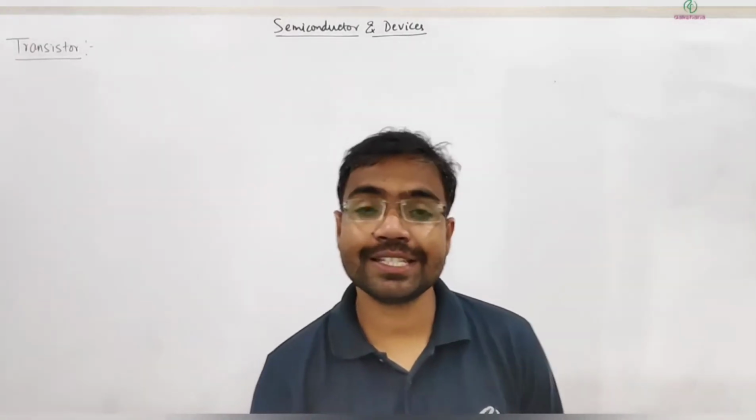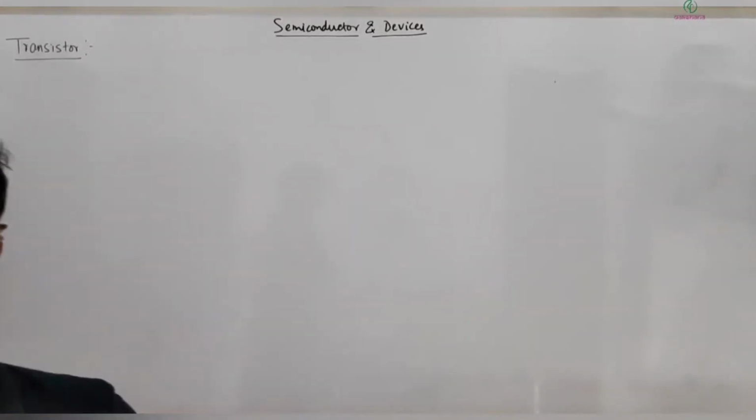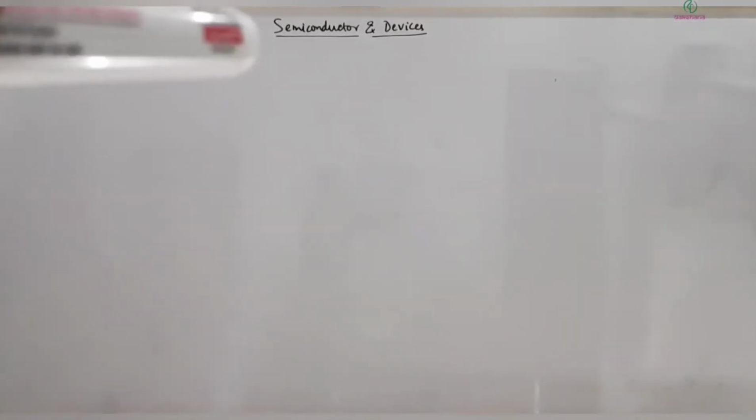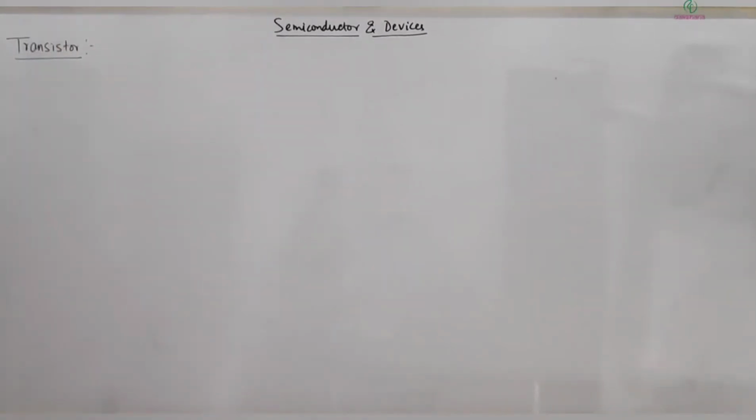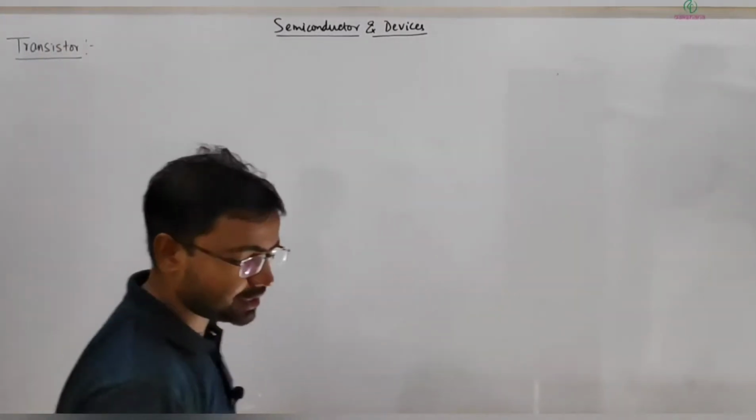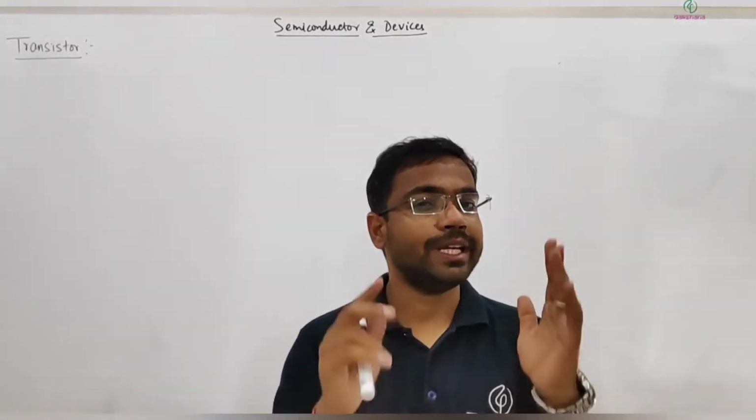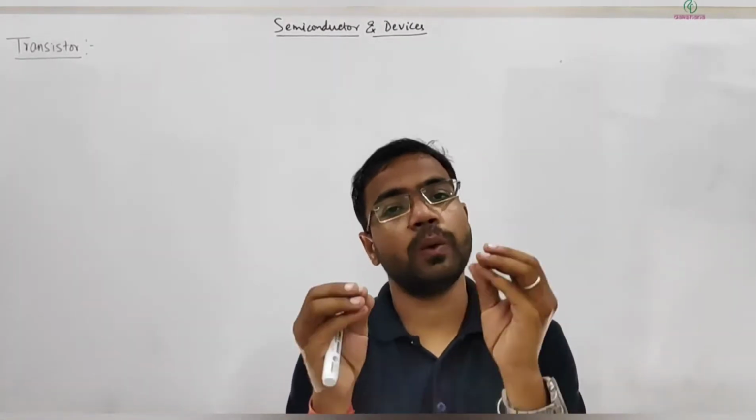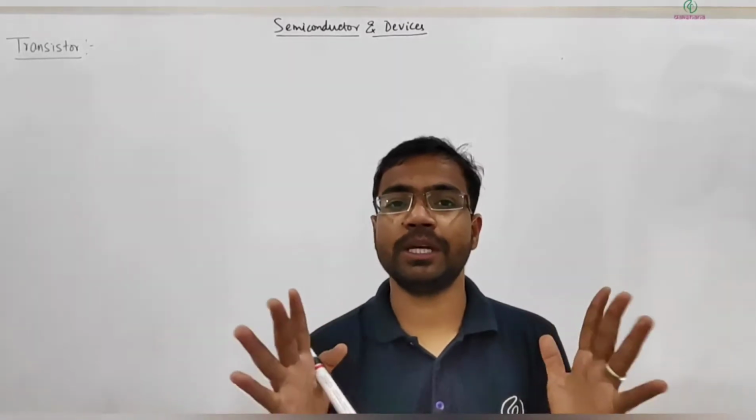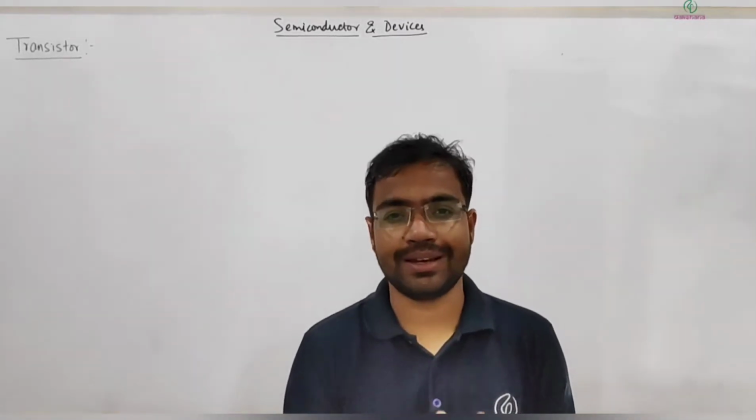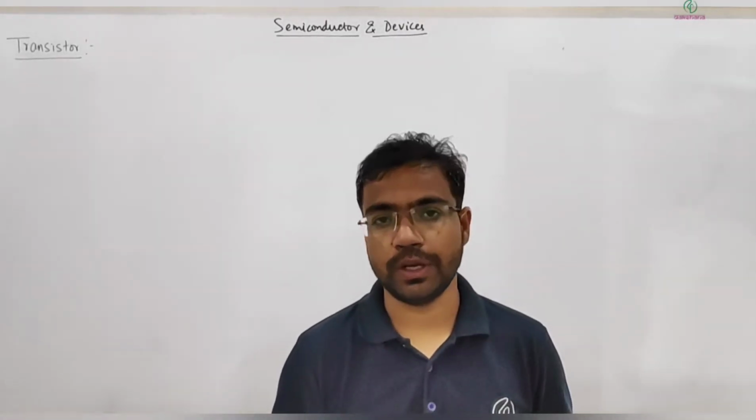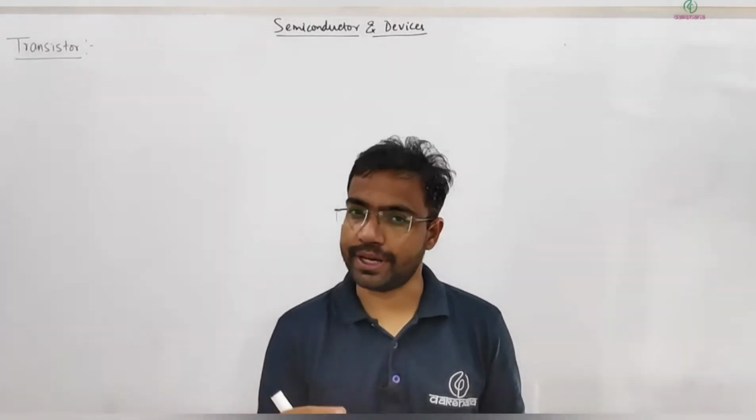Transistor. It's a very important device, and it has a lot of applications, and from an exam point of view also it's very important. And just now we saw the diode. A diode is basically when one N-type and one P-type semiconductor are clubbed together, and then they form a diode. A transistor is a little bit different.